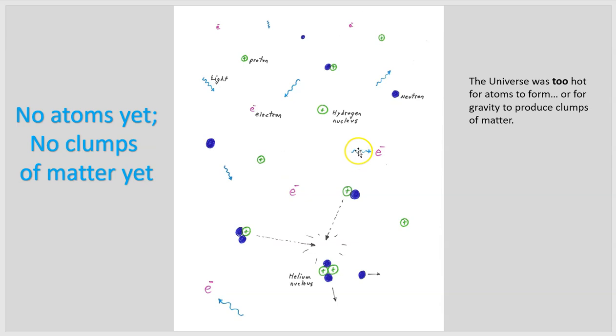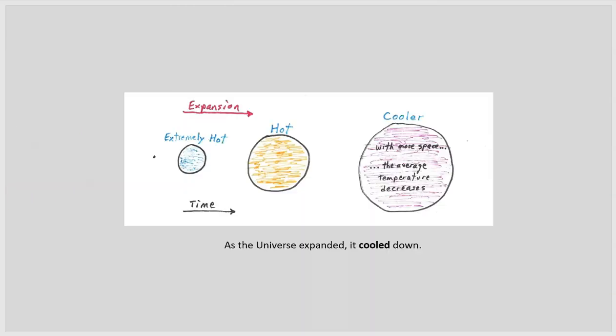Now, at this early stage, it was still too hot for atoms to form. Atoms, as we'll see, are when electrons are surrounding the nucleus. Well, it was too hot. The collisions were too violent, too energetic for the formation of atoms. And also, if particles were to clump together by gravity, the collisions were still so violent that they would be knocked apart as well. So the influence of gravity is not important here, and atoms have yet to form.